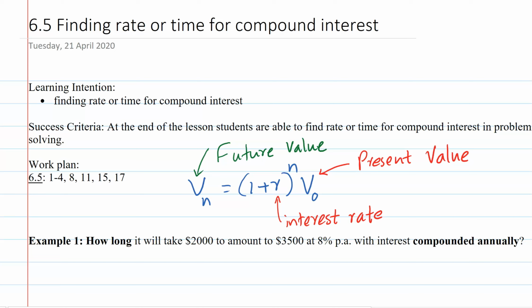N, in this case, is the time, or the periods. If it is monthly, how many months? If it is yearly, how many years? If it is quarterly, how many quarters? We will be given both V0 and Vn, and then we'll be asked either to find the interest rate or the number of periods required.